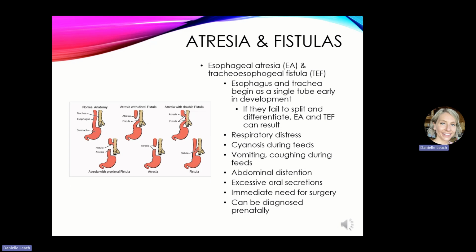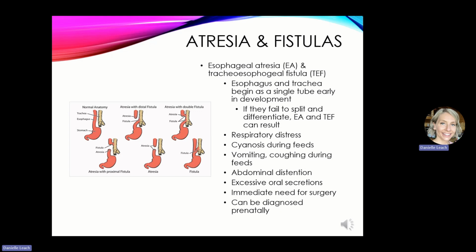Another problem that goes along with GI as well is atresia and fistulas. So this is usually going to be diagnosed either prenatally or right after a baby is born. So this is basically exclusively for infants. But we can have esophageal atresia and a tracheoesophageal fistula, also called a TEF. So an atresia is basically where something didn't form correctly and there's some sort of blockage. So like in this instance, the esophagus doesn't continue its formation all the way down to the stomach.